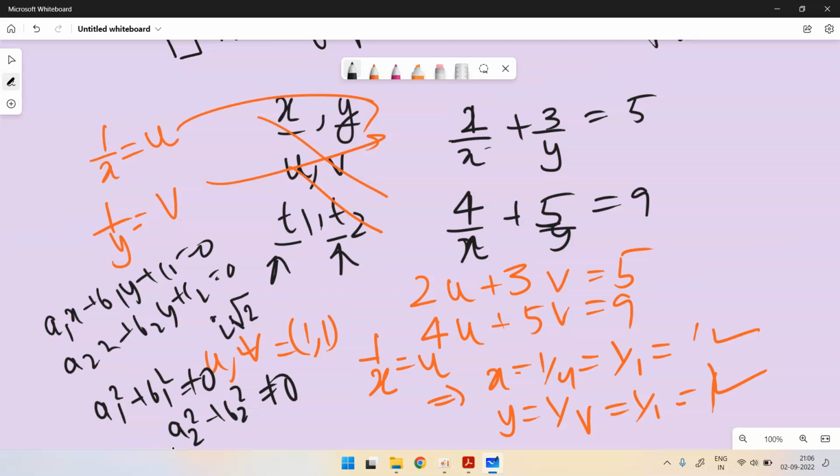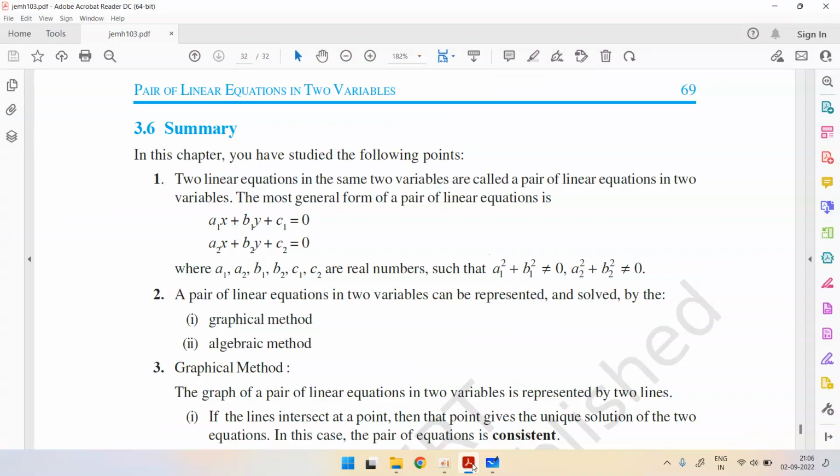Then i squared is -1. This may not hold true. So just remember that for any two linear equations in two variables, a1 squared plus b1 squared is not equal to 0 and a2 squared plus b2 squared is not equal to 0, then you can solve it further.